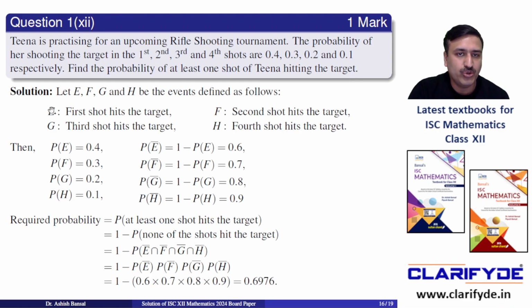We can define four events E, F, G and H in this way. We are given P(E), P(F), P(G) and P(H) as 0.4, 0.3, 0.2 and 0.1 respectively. We can determine the values of P(E bar), P(F bar), P(G bar) and P(H bar). The probability to be determined is the probability that at least one of the shots hits the target, which can be expressed as 1 minus the probability that none of the shots hit the target, which can be simplified to get the value 0.6976.